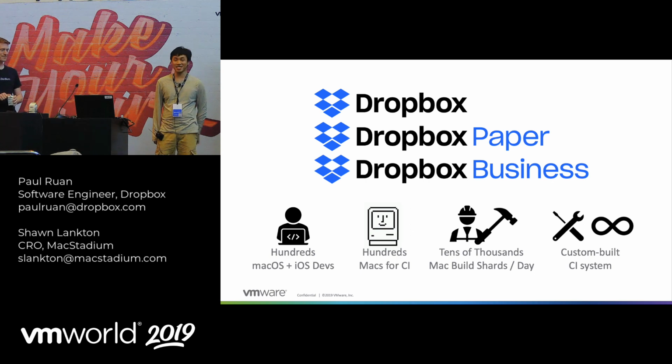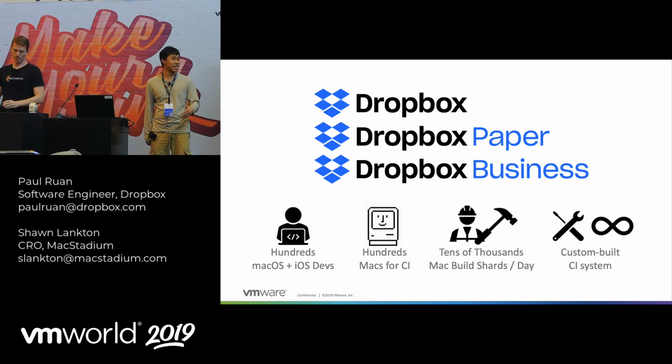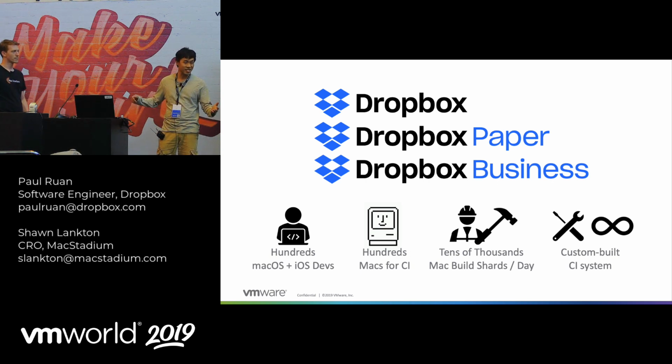Yeah, so a bit about why we need Macs at Dropbox. We run a few products. We have a few products that run natively on Mac OS X and iOS. A bit of context in case people aren't familiar. Dropbox started off as an application that helps you organize your files across multiple devices and makes sharing files easy. And then over the years, it has gained a lot of collaboration features, especially in the business offering. Paper's a bit newer.